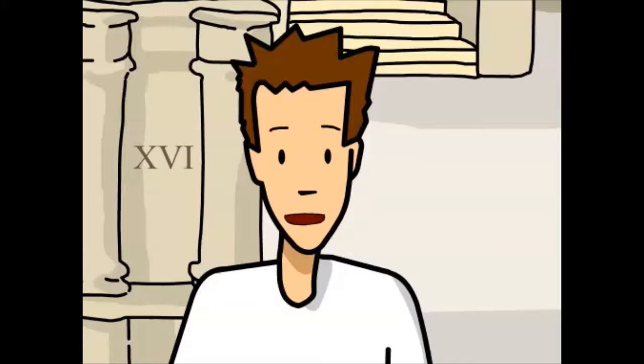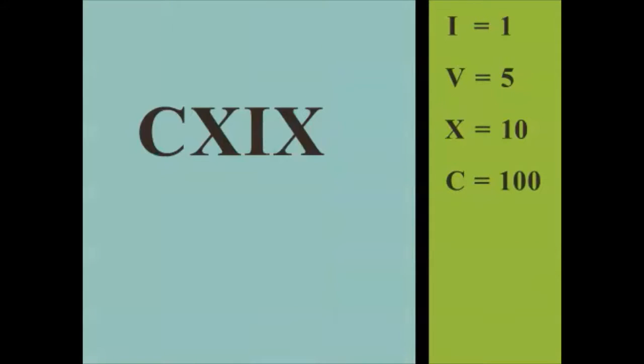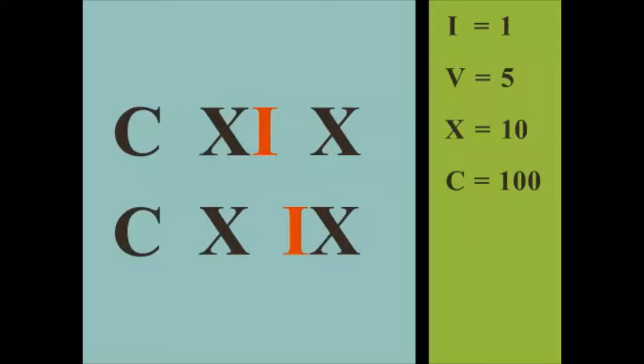We're going to need to figure out some bigger numbers if we're going to fix your time machine. I remember that C means 100. But how do you know whether the I is supposed to be added to the first X or subtracted from the second X?